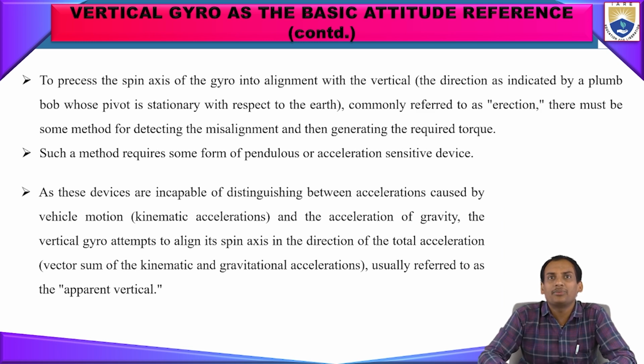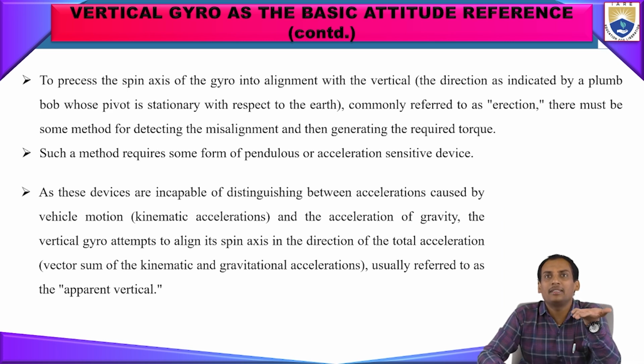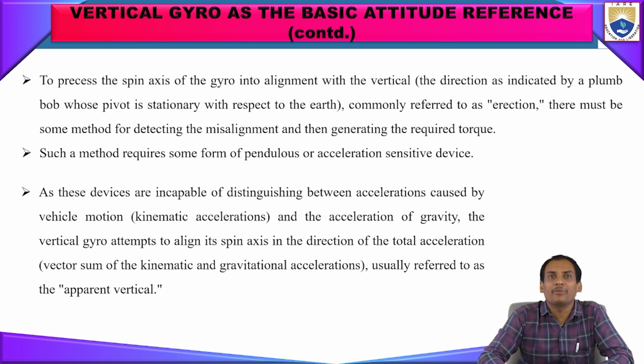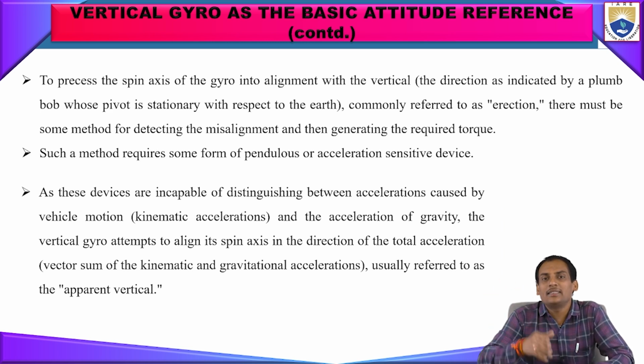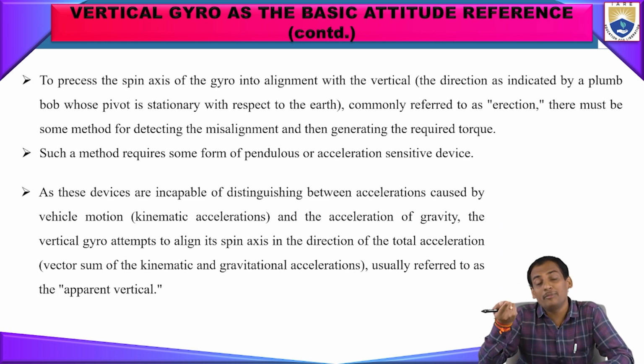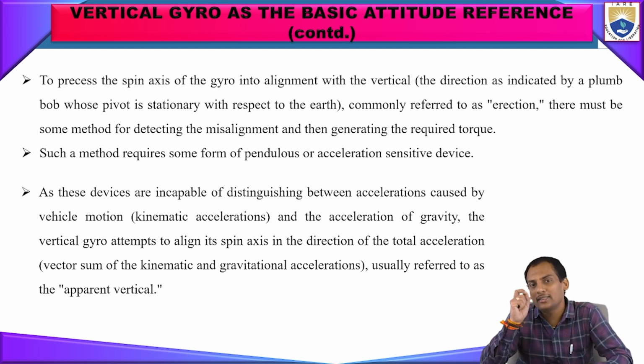There must be some method of detecting the misalignment and then generating the required torque. When misalignment is given, it will generate the required torque. Such a method requires some form of pendulous or acceleration-sensitive device. Because if it is giving a small input, there will be a very sensitive movement, so taking that input as a command requires accurate sensors. Previously, in olden days, there was no sensor, so mechanical movement only took you to the control system.